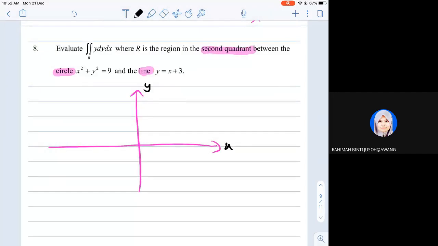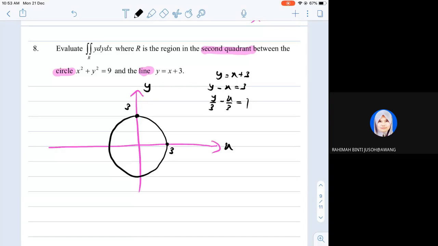Okay, circle. What's the radius of this circle? 3. Okay, good. So we have a circle with radius 3. Now the line y equals x plus 3. If you use intercept form, y minus x equals 3, so y over 3 minus x over 3 equals 1. So x equals negative 3, isn't it?